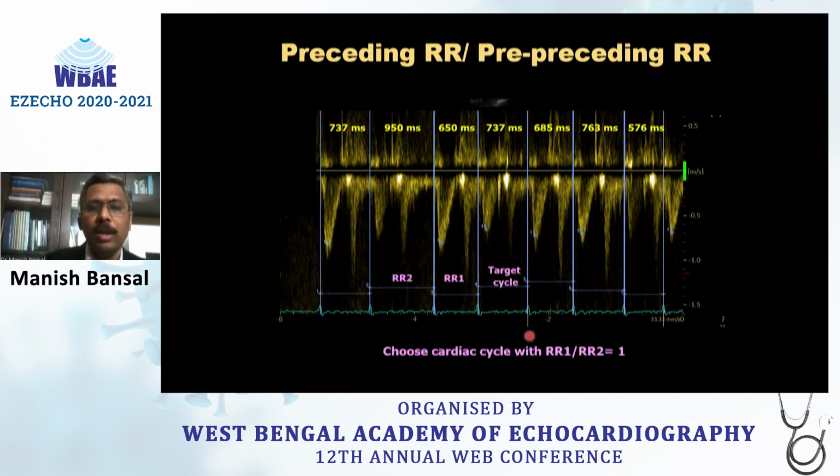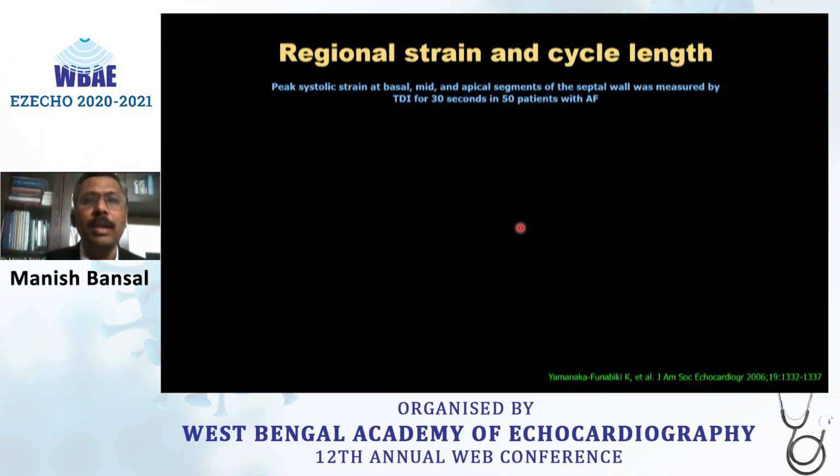When the ratio of RR1 to RR2 is 1, which means that we are encountering a stable cardiac rhythm, then this cycle is going to give us the most accurate measurement. And numerous studies have shown this. This is one example. In this study, the investigators looked at 50 patients with AF. They did 30 seconds recording of tissue Doppler for measurement of strain in the interventricular septum.